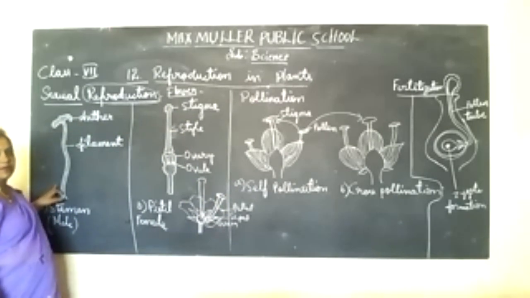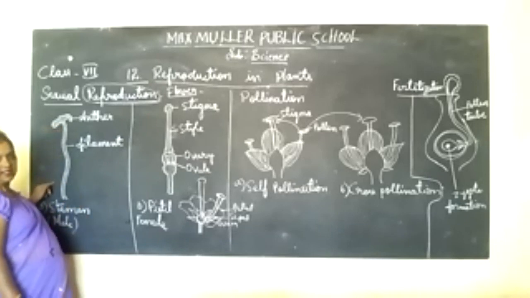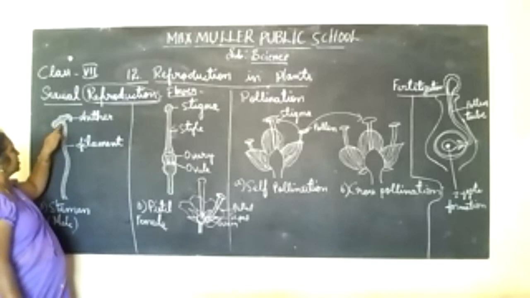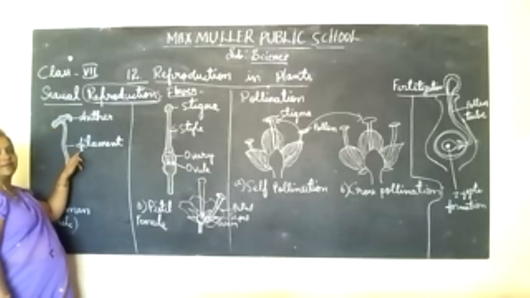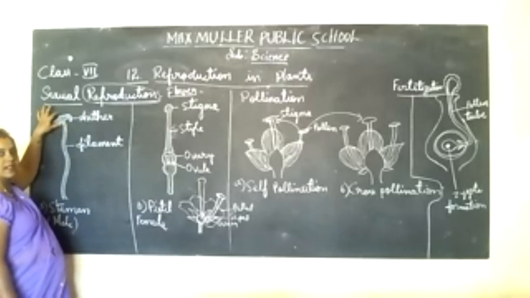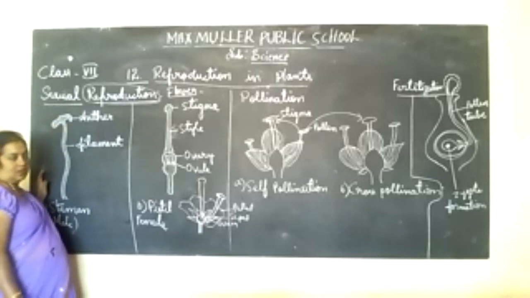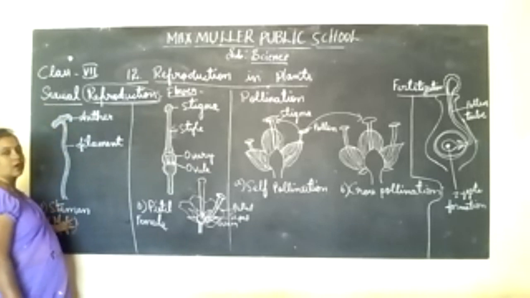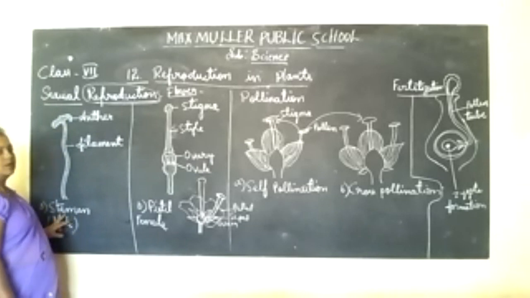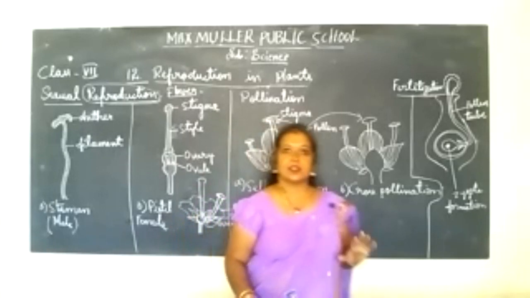The stamen is very small in size. Of course, we can see it with our naked eyes, but when you enlarge it, it has a structure like this. It has a long stalk-like structure, which we call the filament, and at the tip it has a lobe-like structure, which we call the anther. This total structure we call a stamen, which is the male reproductive part of a flower. Do you understand, children?